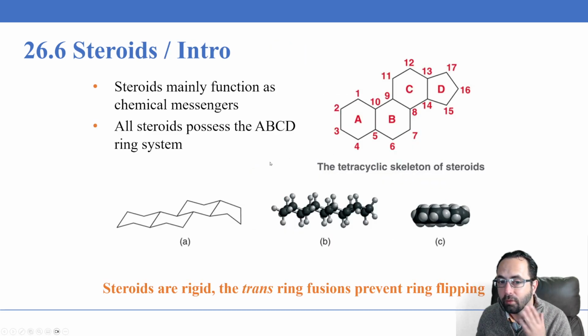So steroids can function as chemical messengers. They're also an important part of the cell membrane, as I mentioned. Steroids can be recognized by their ABCD ring system, and so all steroid molecules have this in common. They have three cyclohexane rings bonded in this fashion that are joined together, and one cyclopentane ring. And why cyclohexane? Why cyclopentane?